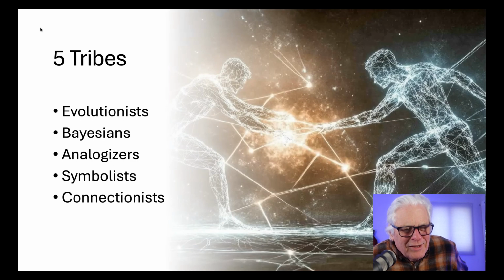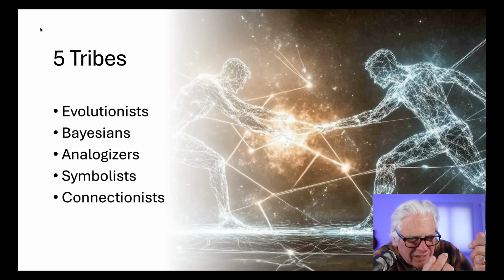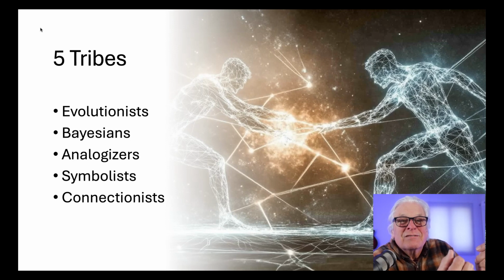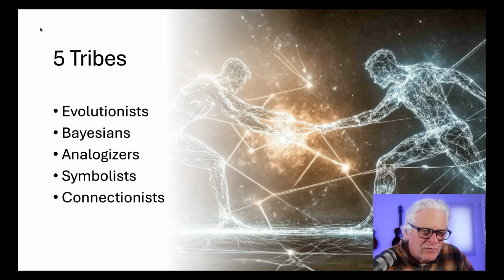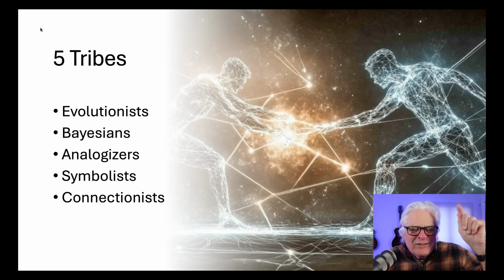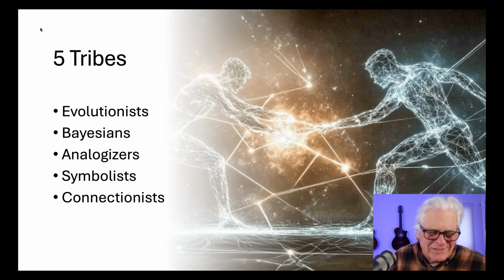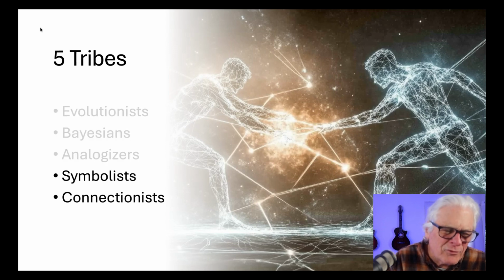Background stage. There are 5 tribes, their groupings, different opinions. This is how you should build AI. This will get us to human level intelligence. We have the evolutionists, Bayesians, analogizers, symbolists, connectionists. All right, these are the 5. I'm going to focus on symbolists and connectionists.